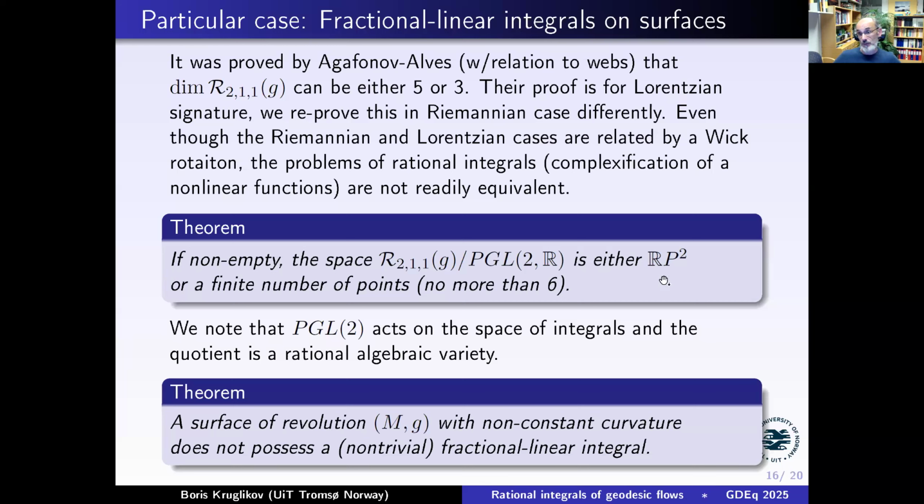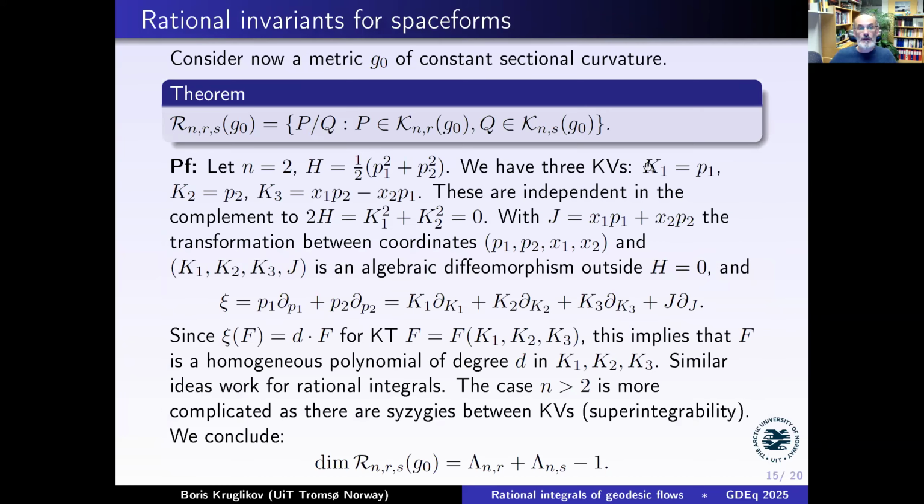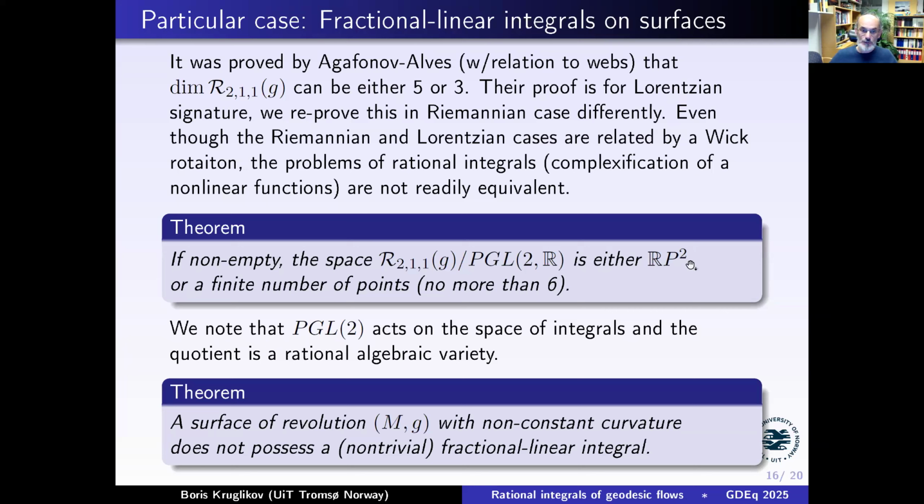We can say a bit more precisely. So actually, if the dimension is 2, that's precisely RP2, because it's the projectivization of a three-dimensional space. And what is this three-dimensional space? The three-dimensional vector space is the space of Killing vectors, those three guys, K1, K2, and K3. Projectivize this, and you get precisely this RP2.